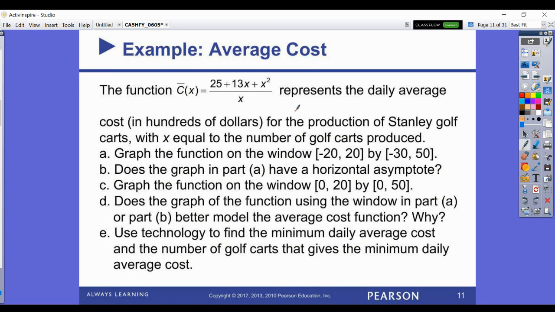So let's try that on some actual problems here. We have a cost function. This is actually average cost. So they took my cost equation and divided it by however many items there are, and that gives me average cost, which turns it into one of these rational functions. So this is the average daily cost in hundreds of dollars for the production of Stanley golf carts. X is the number of golf carts produced. So first of all, graph it. Again, remember to put parentheses when you go to type that in. So pause the video, plug that into Y1, and get a graph at this window that they provide here in part A.